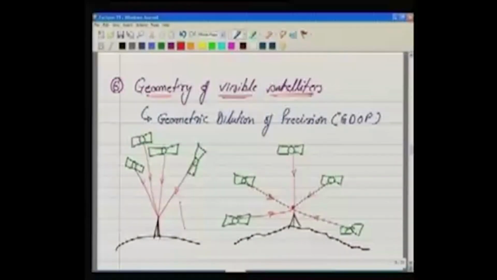What is changing here is the geometry, as you can see. We say this is poor geometry and this is good geometry. This good geometry of the satellites will give us a more accurate position compared with the poor one. And this entire process is called geometric dilution of precision, because the precision is being diluted because of the geometry. Now, why is it so?